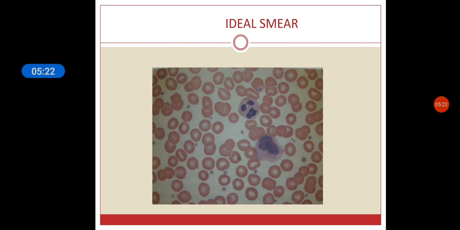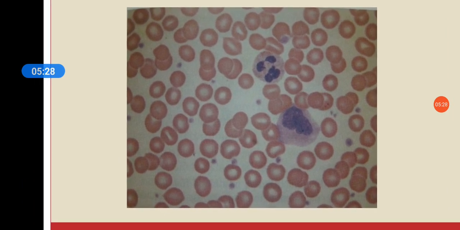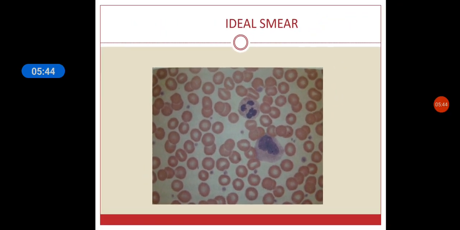Okay. So this is an ideal smear. If you can appreciate, see the RBCs are just touching each other. You can see a neutrophil there, with 4 lobes, and this is the monocyte. Just below that you can see the monocyte, and scattered, if you can appreciate, a few dots which you're seeing, these are our platelets. Okay, so this is an ideal smear.